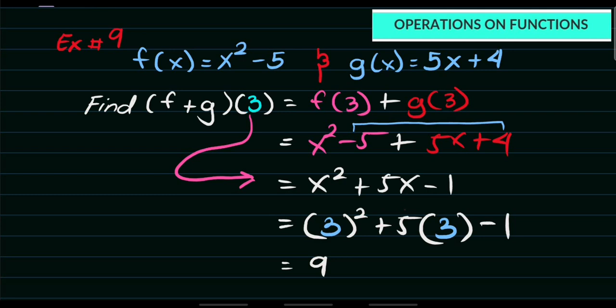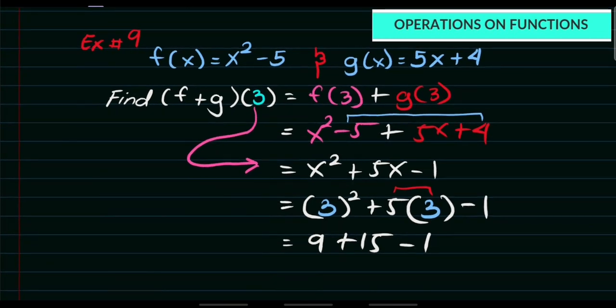So multiply natin yung value niya. 5 times 3 is equals to positive 15. And then copy the remaining minus 1. And then simplify para sa ating pinaka-final answer. So 9 plus 15 minus 1, that is equals to 24 minus 1 or equals to 23. And that's it. So the value of f plus g of 3 is equals to 23.